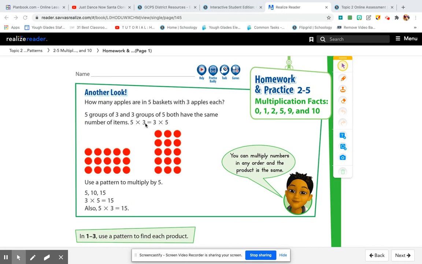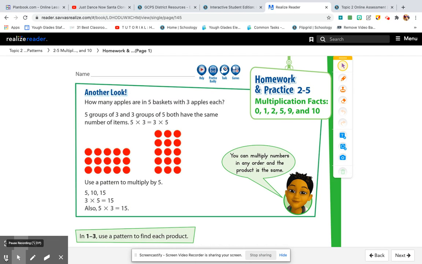So it says use a pattern to multiply by 5. Well, we know that we see a pattern in all multiples of 5. All multiples of 5, you can use skip counting to solve 5's facts. But also, we notice that in the ones place of all multiples of 5, you will find a 0 and a 5. And that's an indicator that you can usually skip count. You can skip count, not usually, always, skip count to find the product of 3 times 5.